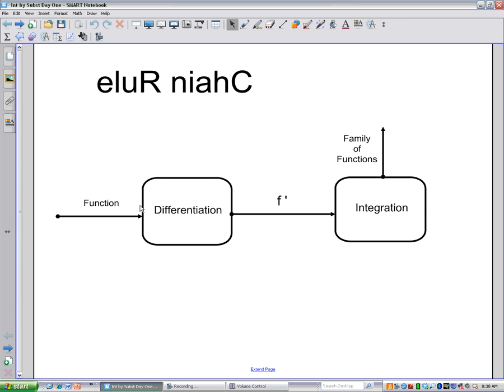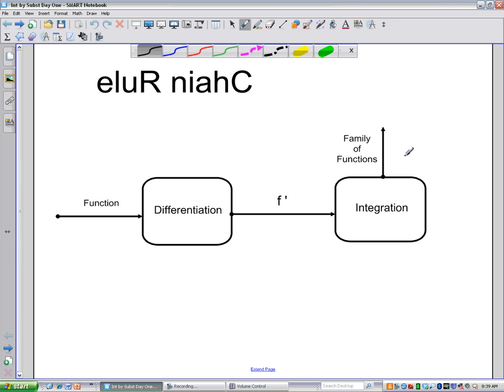Okay, so we're rolling. And today the topic is integration by substitution. It's the last piece of our basic integration piece, and so we're going there. Basically, we've got a function. Take its derivative. We get the derivative. We put the derivative into our integration little machine, and out comes a family of functions.